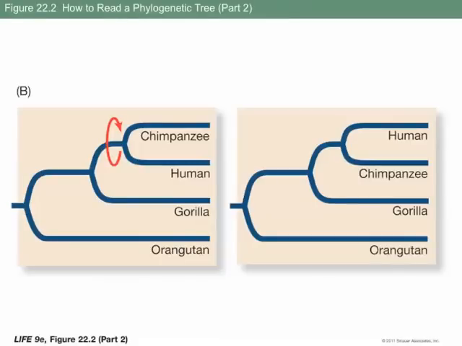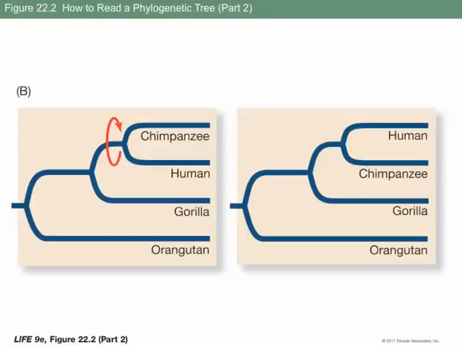So again, a little abstract maybe with that tree, but if you look at these two trees here, they mean exactly the same thing. We've now taken a vertical tree and rotated it, so this is a horizontal tree, and we have spun around one of the nodes between the two trees. So this node here that represents the common ancestor of humans and chimps, we've spun it around so that in one of the trees chimps are drawn on the top, and in the other tree humans are drawn on the top, but they mean the same thing.